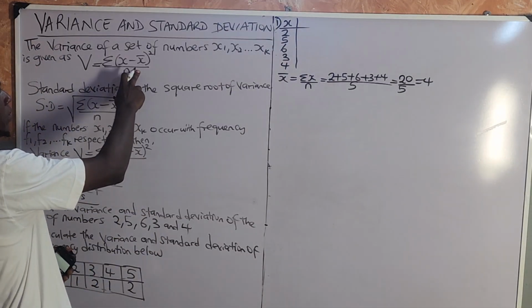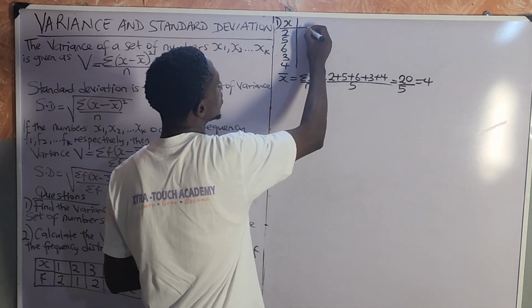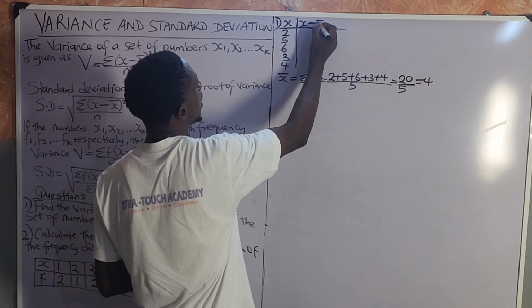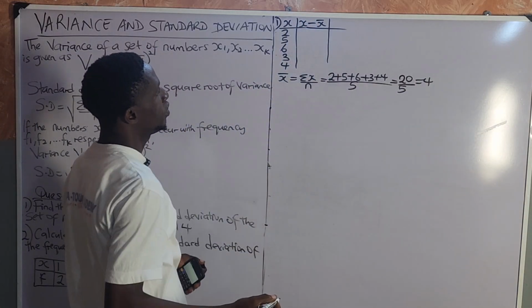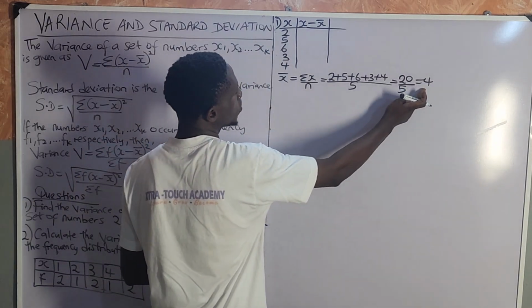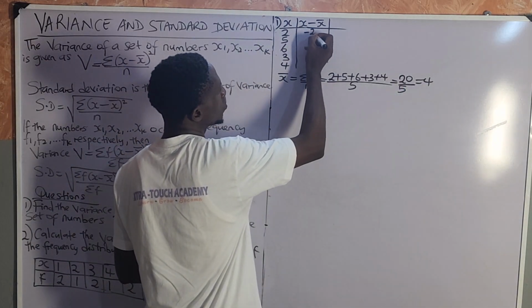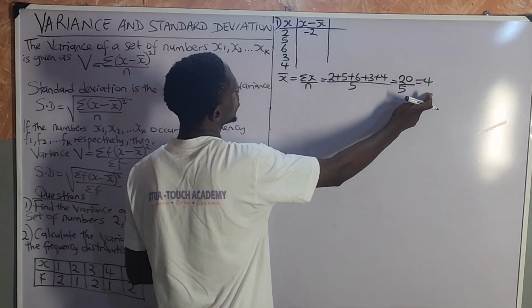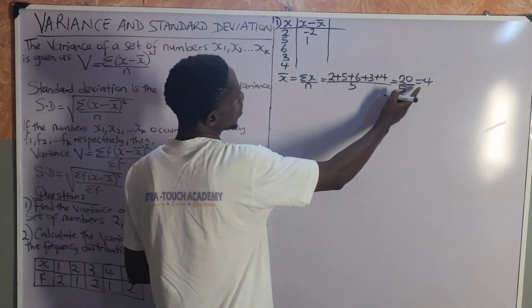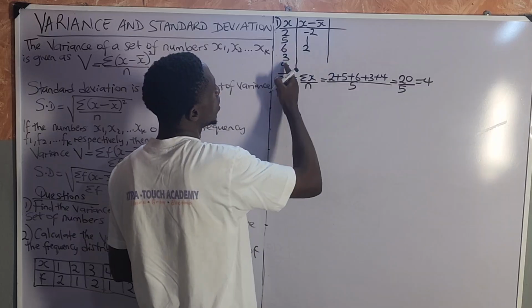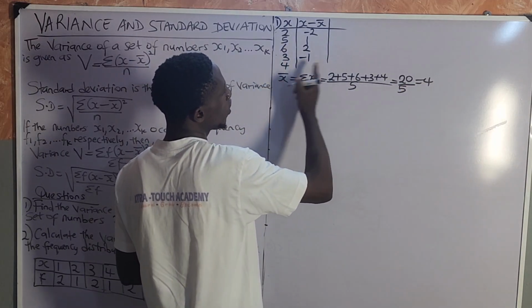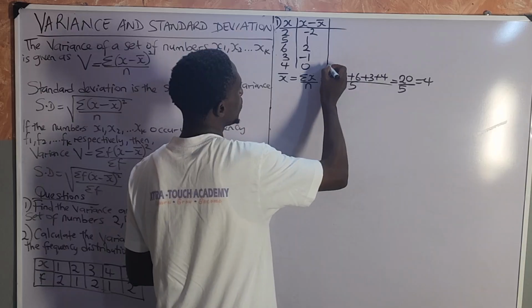Then going to this formula, we are going to create a table for x minus x bar. What does it mean? We are going to be subtracting. So 2 minus 4 is minus 2. 5 minus 4 is 1. 6 minus 4 is 2. 3 minus 4 is minus 1. 4 minus 4 is 0.